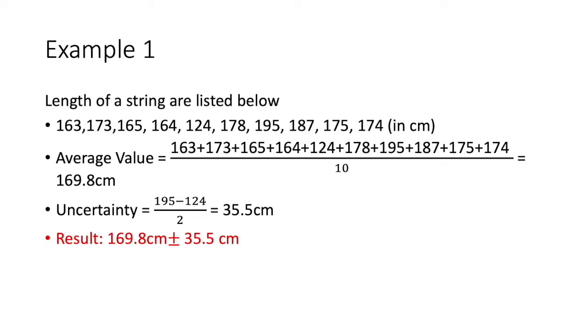The average value will be equal to 169.8 centimeters. And then we need to calculate the uncertainty. Uncertainty is equal to the maximum value, 195, minus the minimum value, 124, and then divided by 2, which gives us 35.5 centimeters. The result will be written as 169.8 centimeters plus or minus 35.5 centimeters.